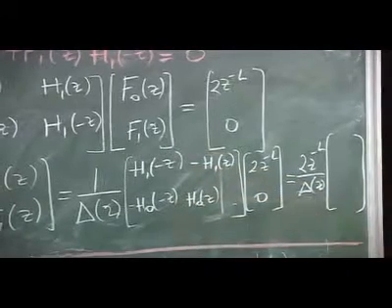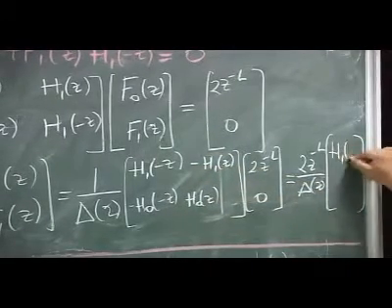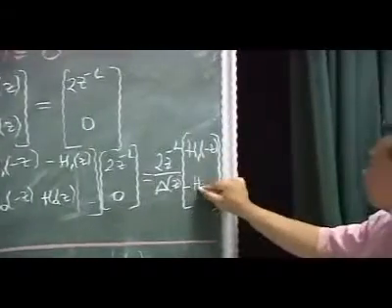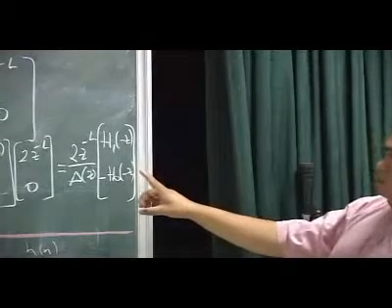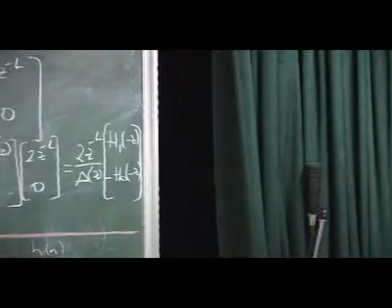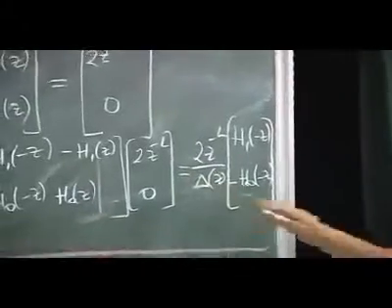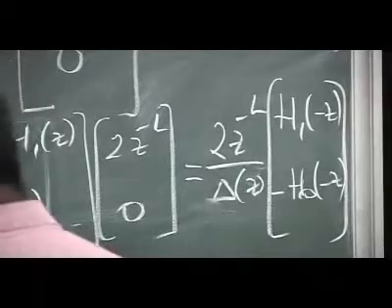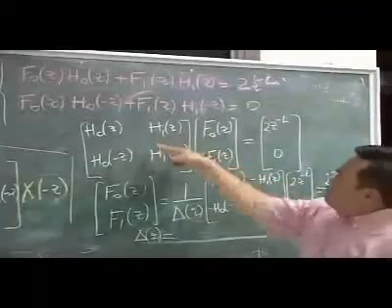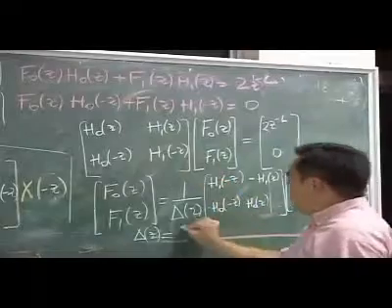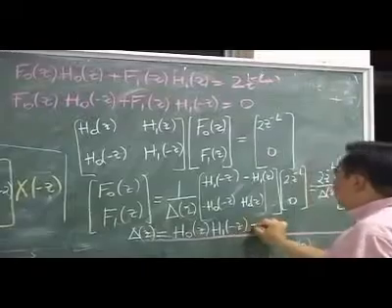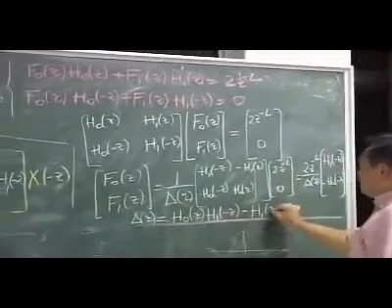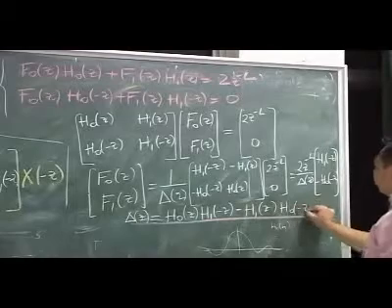First column. Okay, so you have h1 of minus z, minus h0 of minus z. Oh, sorry. Is that right? Right. Okay, what is delta z equal to? Remember how to find the determinant of a 2 by 2 matrix? This product minus that product, right? H0 of z, h1 of minus z, minus h1 of z, h0 of minus z.